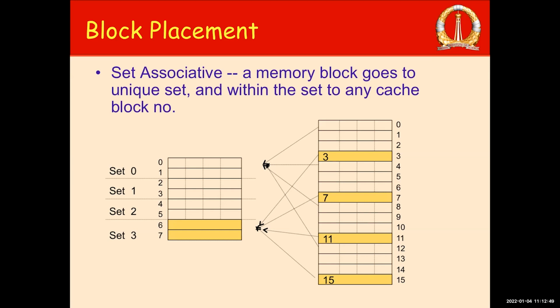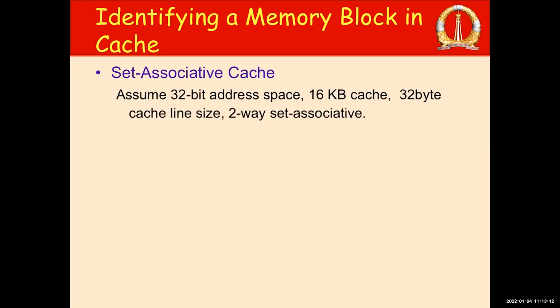In the case of a set associative cache, how do you figure out whether a particular memory block is in the cache or not? You take the memory block's address and divide it into individual fields called the offset field, the set index field, and the tag field. Let's see that with the help of an example. Let's assume 32 bits of address, and a 16 kilobyte cache. Each cache block or memory block is 32 bytes, which means that 32 consecutive bytes form the memory block. And let's assume it is a two-way set associative cache.